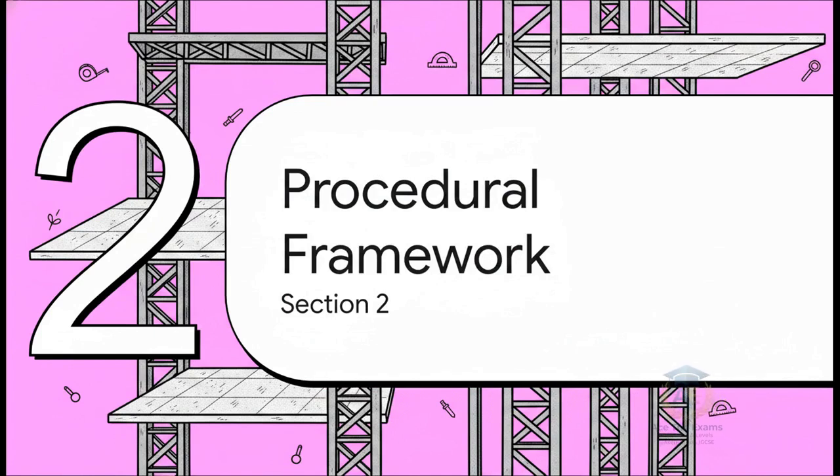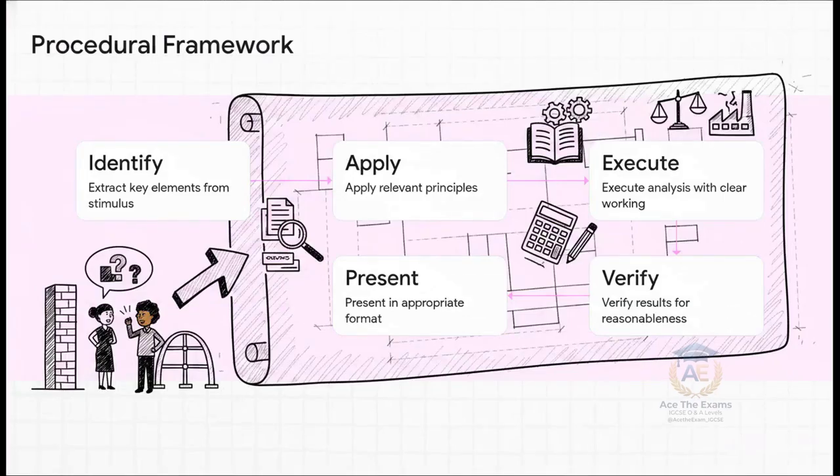Section 2. The procedural framework. Now we move to the second phase of our blueprint, where we erect the structural ironwork. This procedural framework you see here is the mandatory construction timeline for any top-band CVP response. You always start by identifying elements from the stimulus data. Next, you apply the principles.